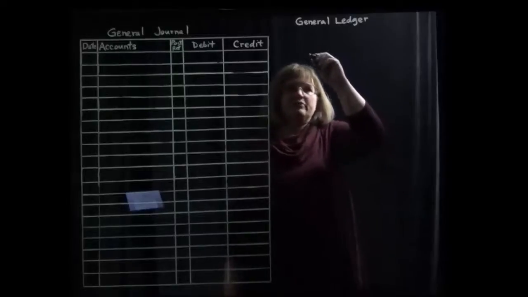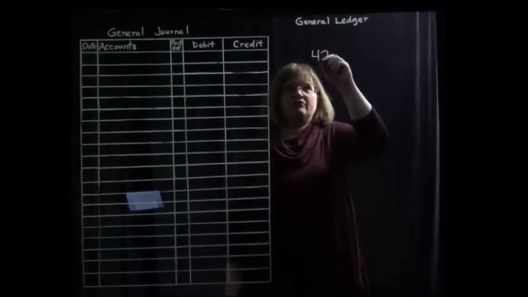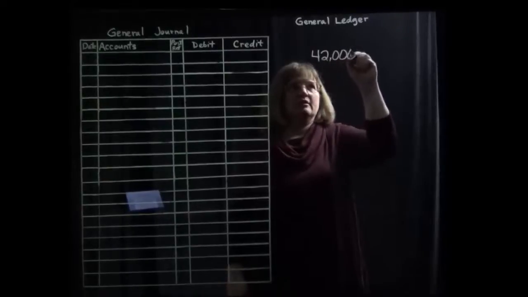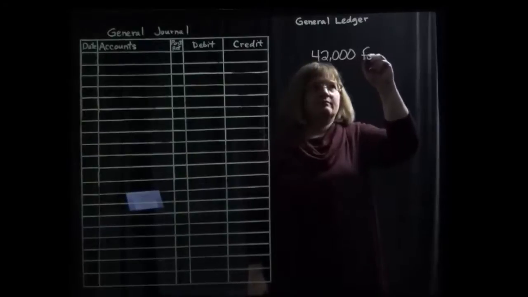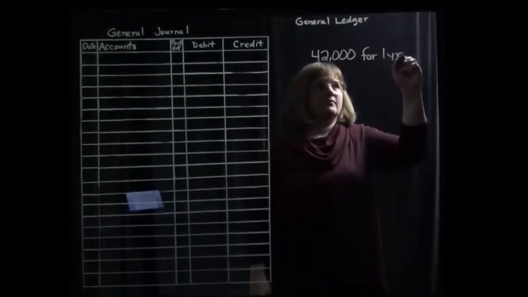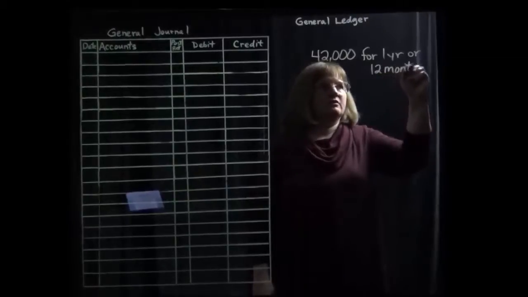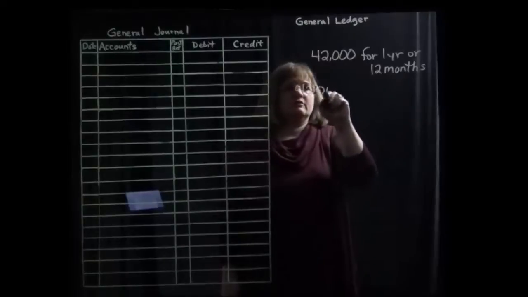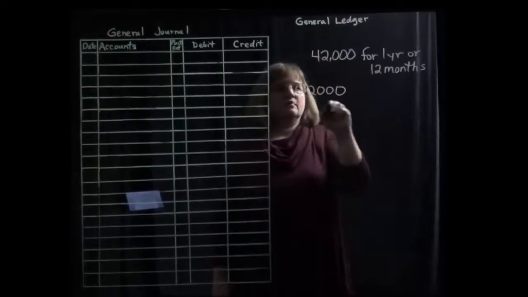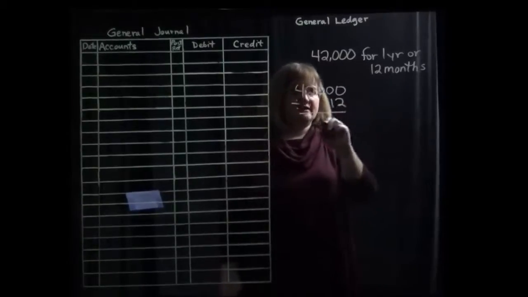Okay, so it says Beetle Blue paid insurance of $42,000 for a year in advance. Or we can think of that as 12 months. If we divide 42,000 by 12, that gives us $3,500 per month.